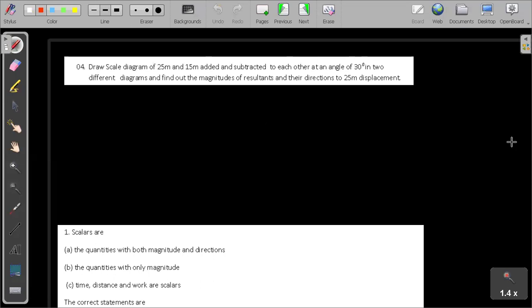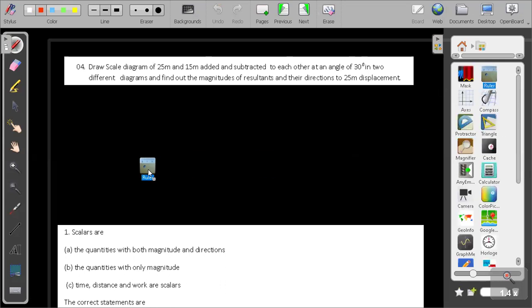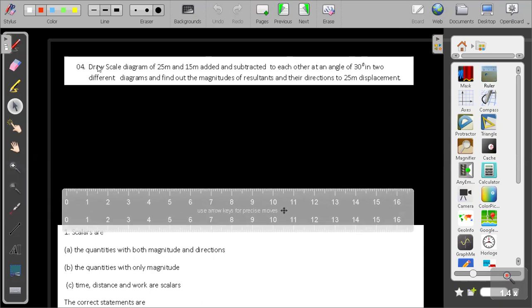Draw a scale diagram of 25 meter and 15 meter displacements, added and subtracted at an angle of 30 degrees in different diagrams, and find the magnitude of the resultant. Let me start. Firstly, I want to draw over a suitable scale. I'm going to represent 1 centimeter as 5 meter. So 25 meter will be represented by 5 centimeter, while 15 meter will be represented by 3 centimeter.